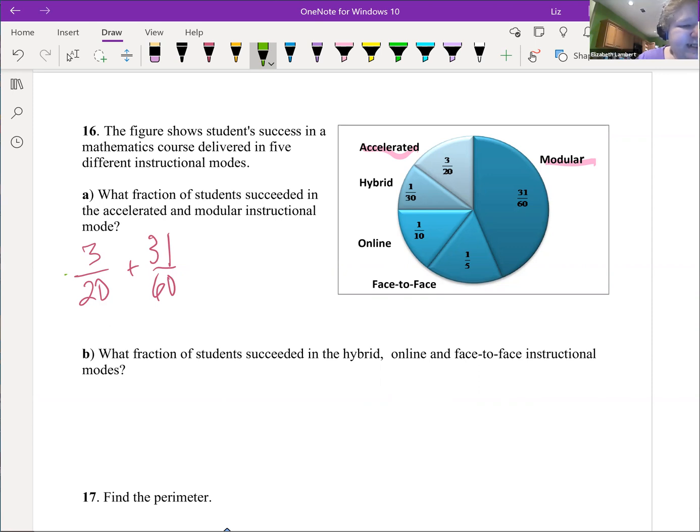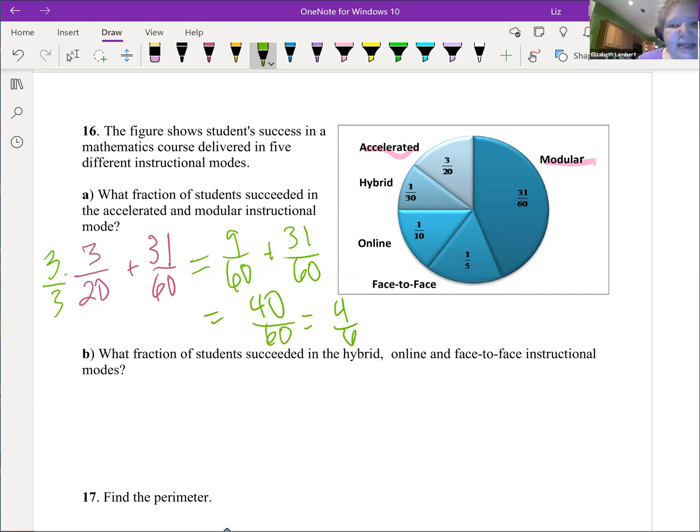So 20 to get to 60 is times 3. So this is now 9 60ths plus 31 60ths is 40 60ths, which is 4/6. And then we can divide that still by 2 and get 2/3.